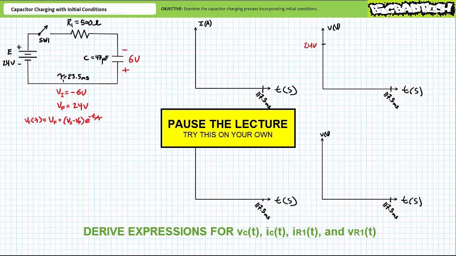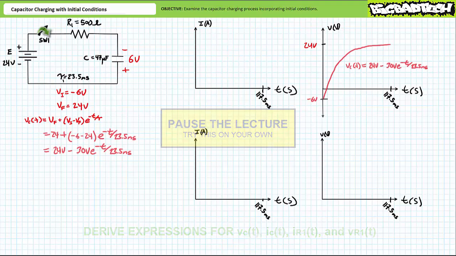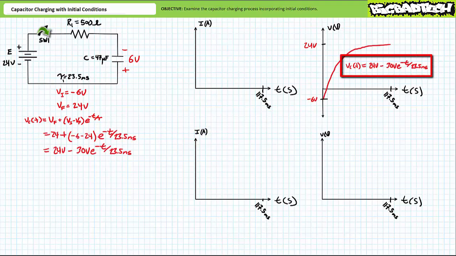If you're tracking, you should have arrived at the following values. Voltage across the capacitor as a function of time, Vc of t, can be expressed as Vf plus Vi minus Vf times e to the negative t over tau, where Vi is the initial voltage of negative 6 volts and Vf is the final steady state voltage of 24 volts. Substituting in these given values, Vc of t resolves itself into a simplified expression as 24 volts minus 30 volts times e to the negative t over 23.5 milliseconds.